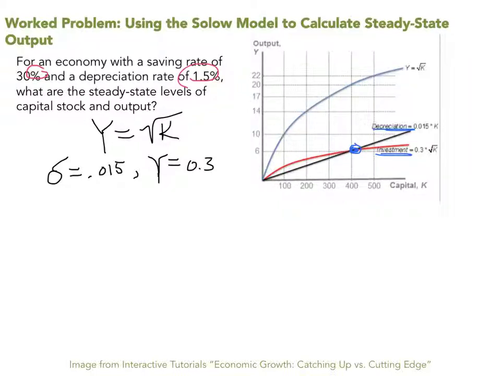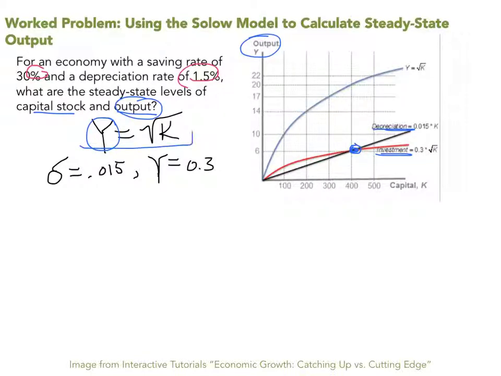So if you had a graph like this, you could just eyeball it. But if we didn't have that graph, how would we solve for the steady state here? You'll notice that we are being asked for the steady state levels of both capital stock and output. I'm going to go for output first, so I'm looking for y. What's the value of y when we're at the steady state, where depreciation is just crossing investment?